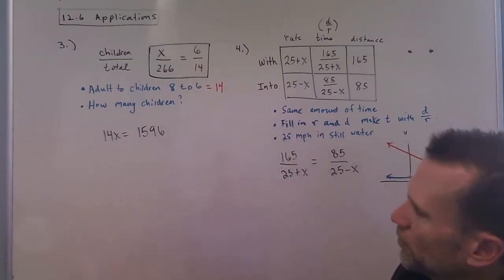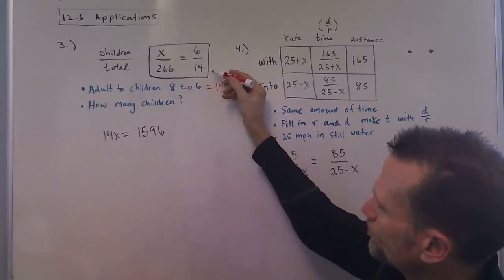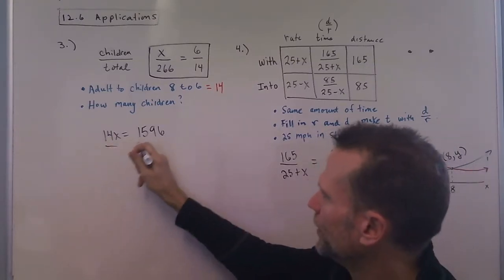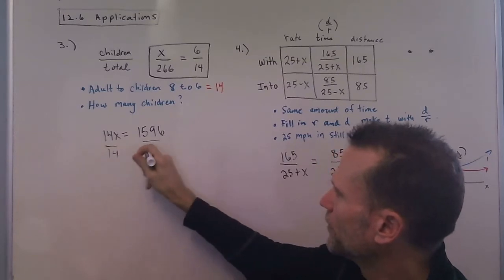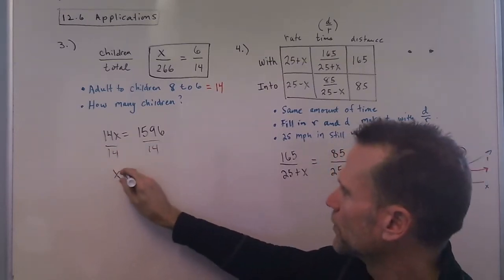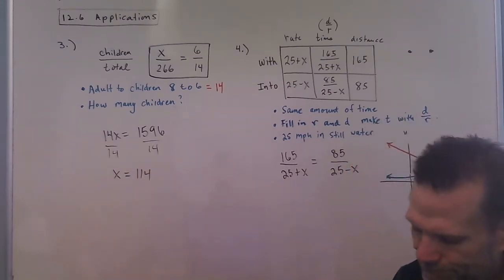Once we have the proportions set up, then we can cross multiply, and we end up with this. And then we can divide by 14 here. Probably don't want to use the graphing calculator on this one. It's a pretty easy one to work out, but we can come up with 114 children.